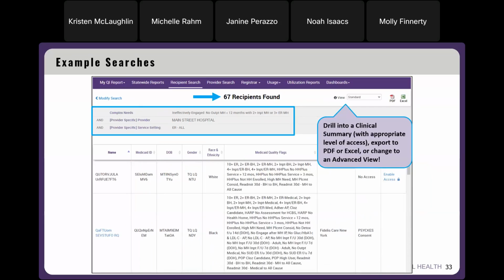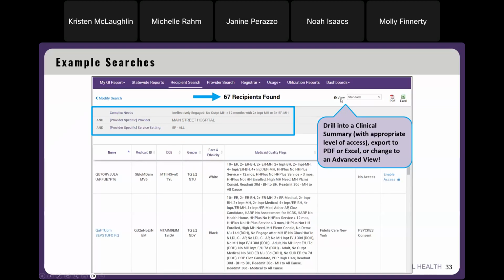I want to make sure that I'm making those connections and making sure that people are getting those outpatient services before they leave the ED or the emergency room from my hospital. So let's say from that list, the 67 recipients, I'm kind of curious, so they're ineffectively engaged. Maybe there's some other type of high need or high risk that they might be eligible for.